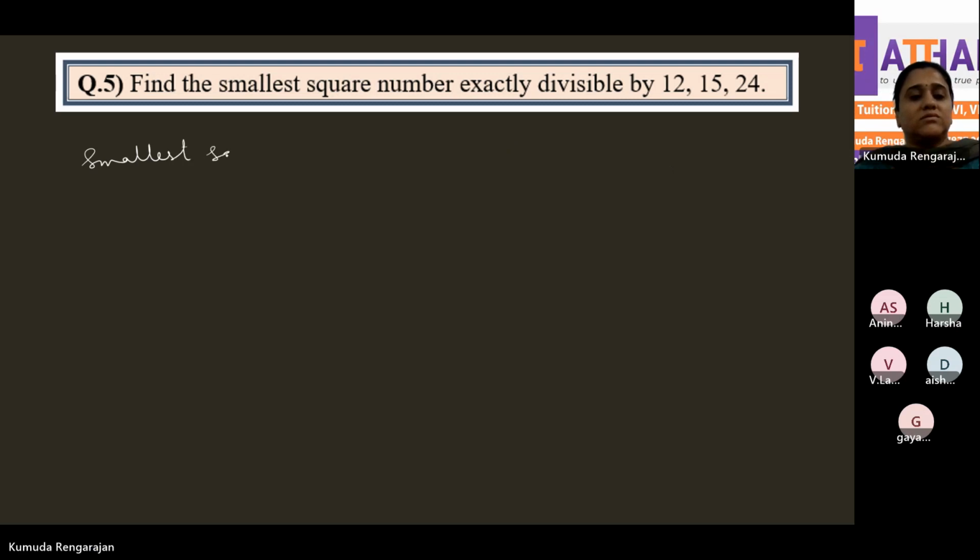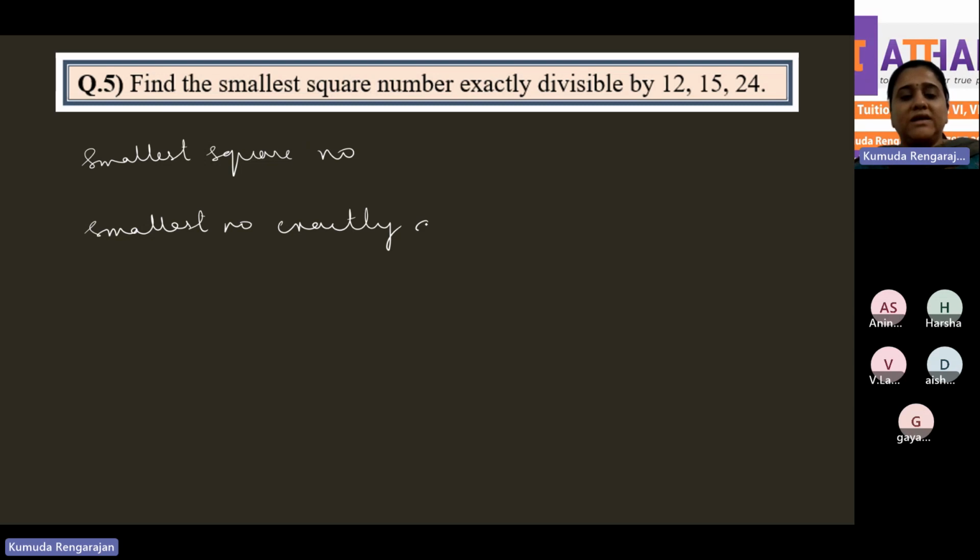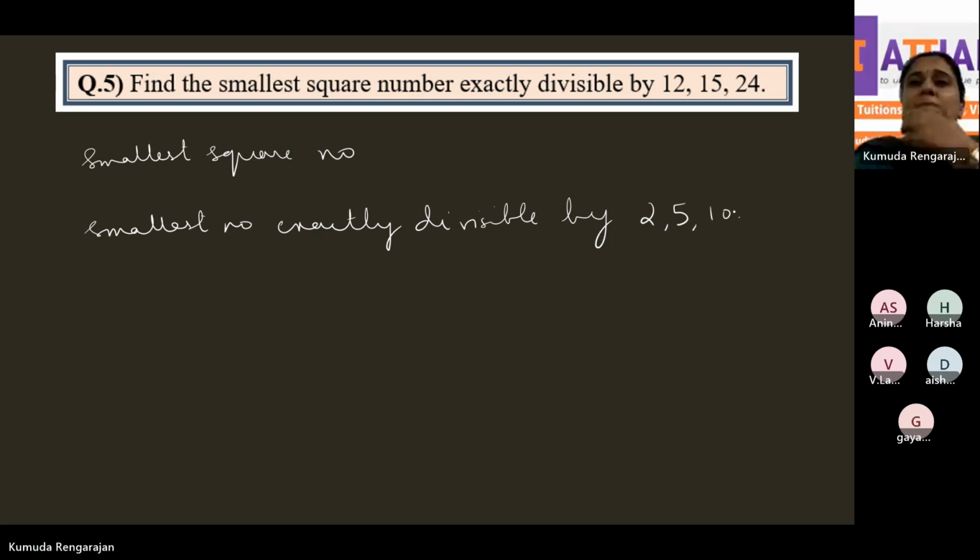Smallest square number. Okay. What is the smallest number? My question is, what is the smallest number exactly divisible by 2, 5, and 10? Guess. Which is the smallest number that's exactly divisible by 2, 5, and 10? Ma'am, 10. Yes, somebody said 10, right? So the smallest number exactly divisible by 2, 5, and 10 is 10 itself. 10 is divisible by 10, by 5, and by 2. So 10 is nothing but the LCM of 2, 5, and 10, right?